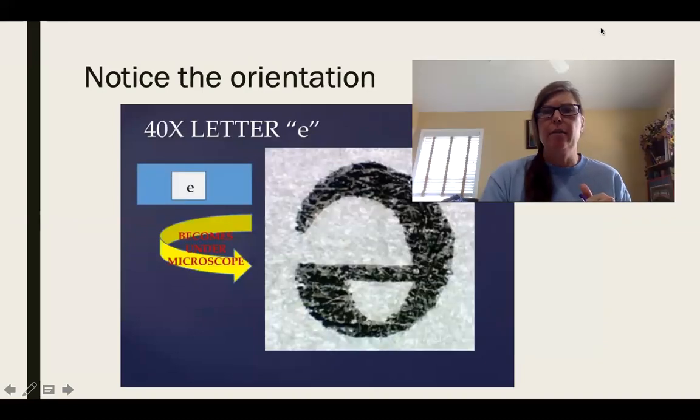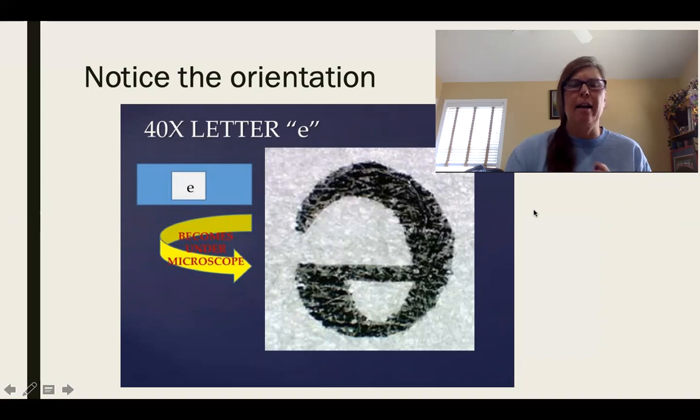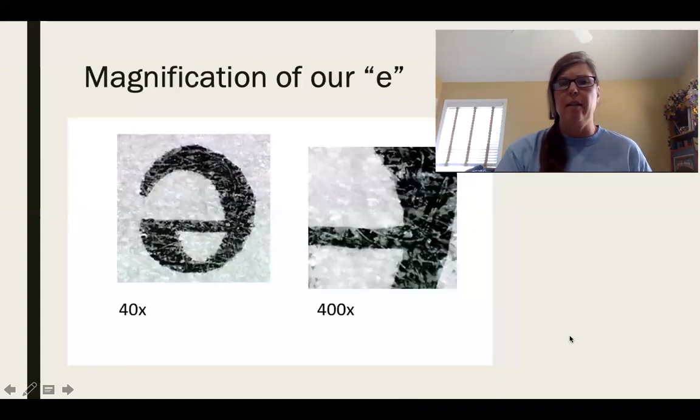And so I always refer to the microscope as being backwards world. All right, everything is backwards. So as you can see in this picture, we can see this E is in the proper orientation. Over here, it is backwards and upside down. So it's completely flipped and inverted. And you would have noticed that in the lab.